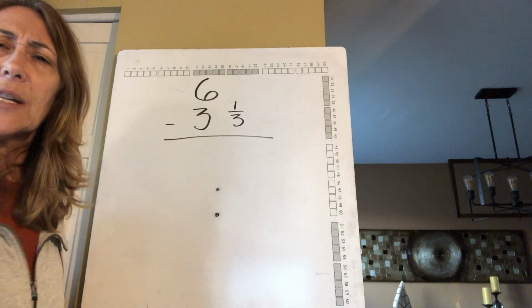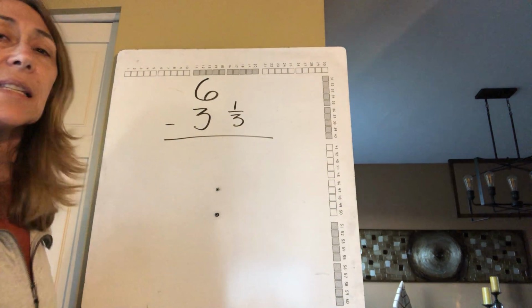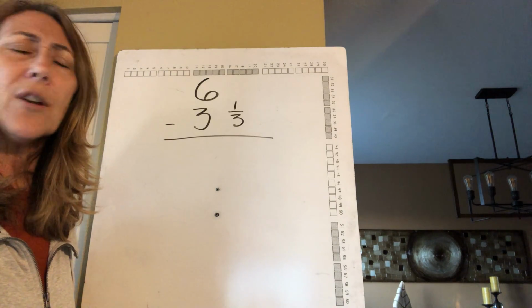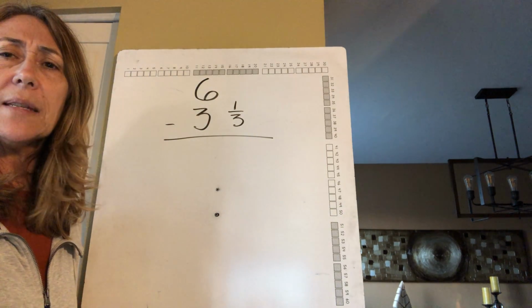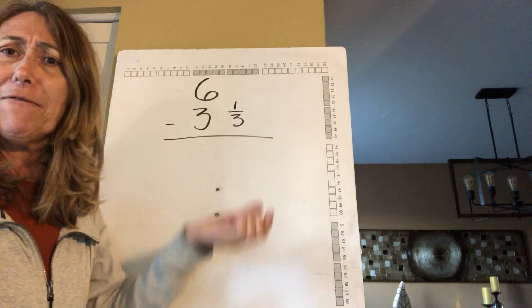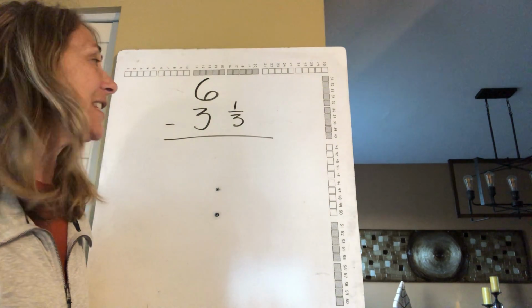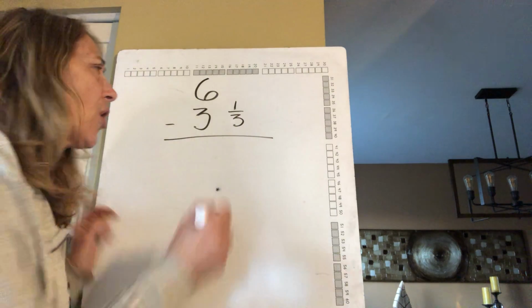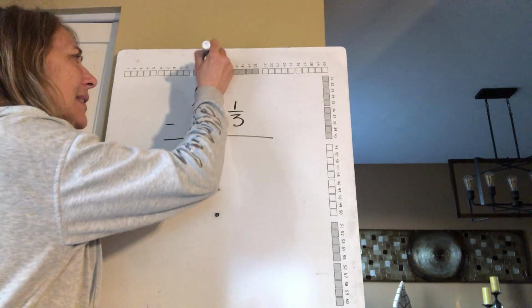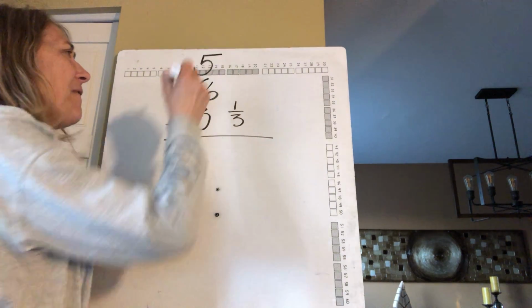Ooh, I'm making this one a little tricky. I have 6 minus 3 1/3. I start with my fractional pieces. I don't have any fractional pieces on the top. I just have 6 as a whole number. But I need some thirds. So I'm going to go from my whole number as a 6. I'm going to make it a 5.